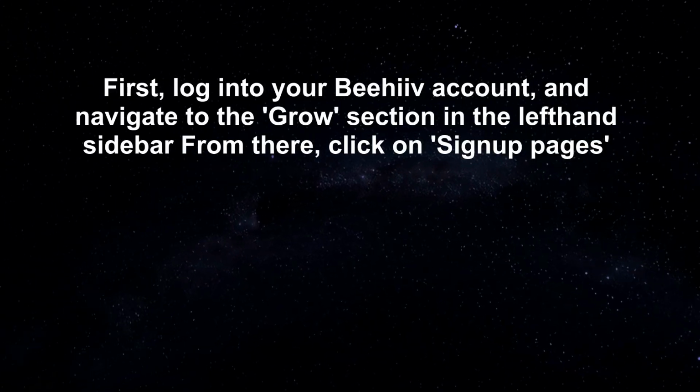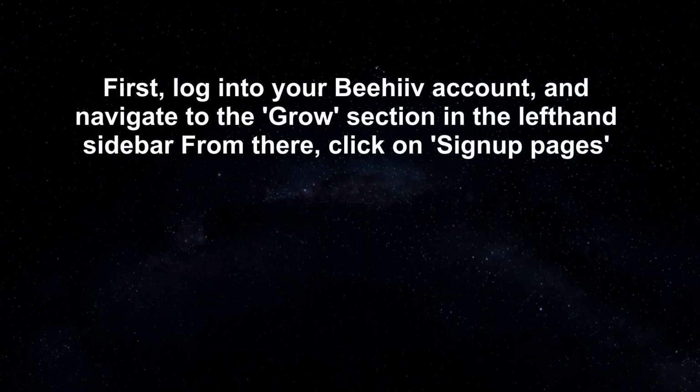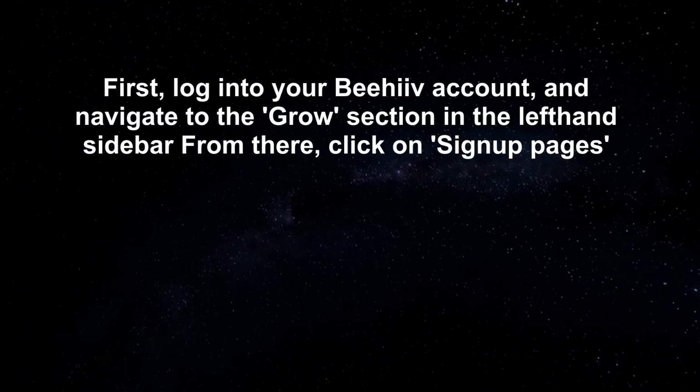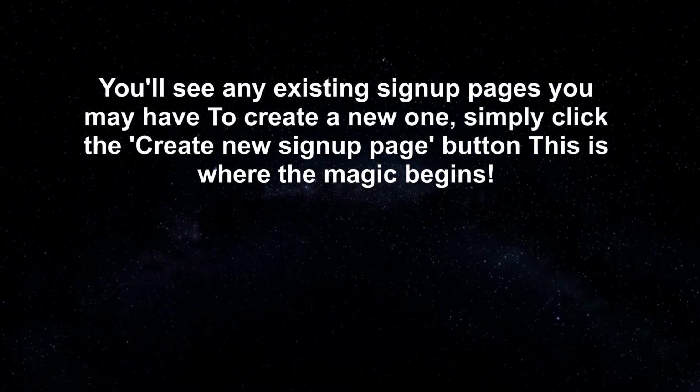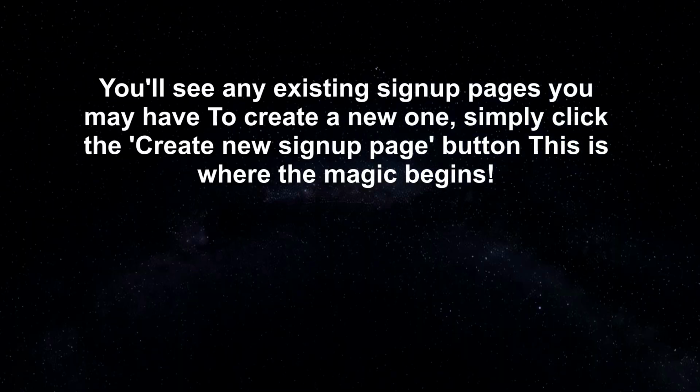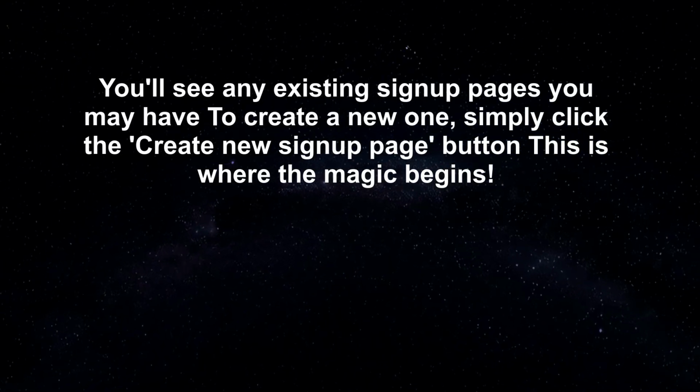First, log into your Beehiiv account and navigate to the Grow section in the left-hand sidebar. From there, click on Sign Up Pages. You'll see any existing sign-up pages. You may have to create a new one. Simply click the Create New Sign-Up Page button. This is where the magic begins.